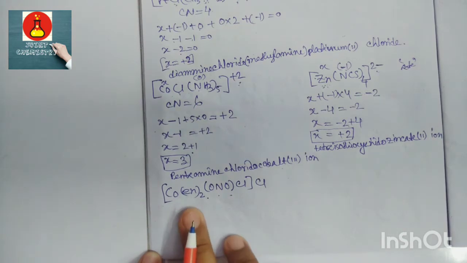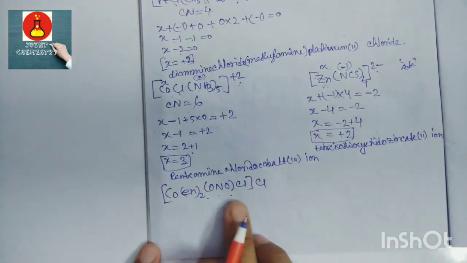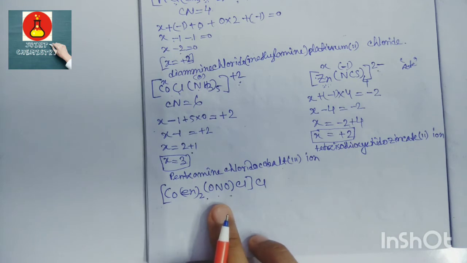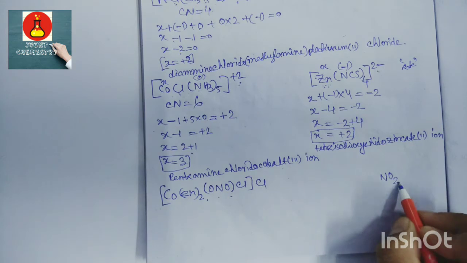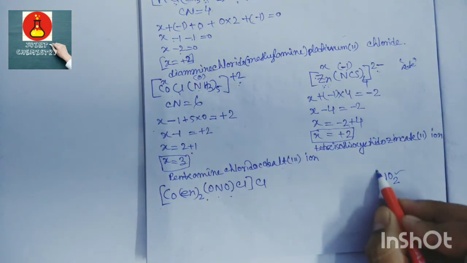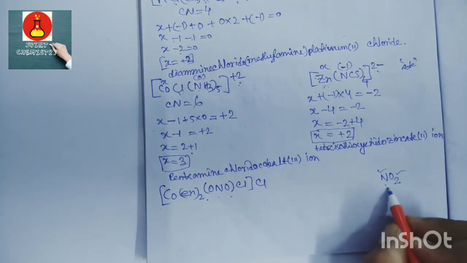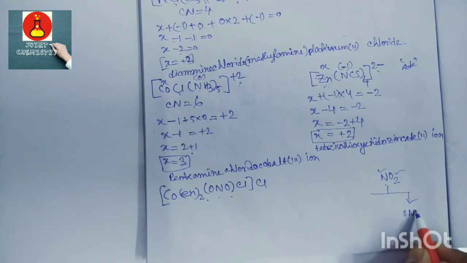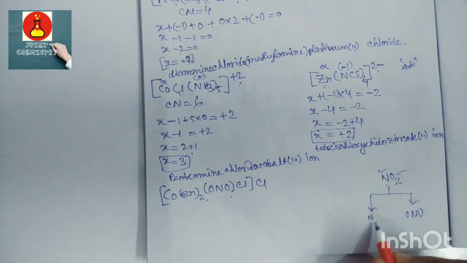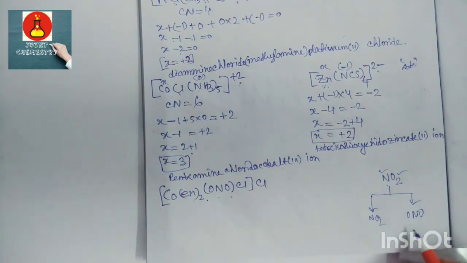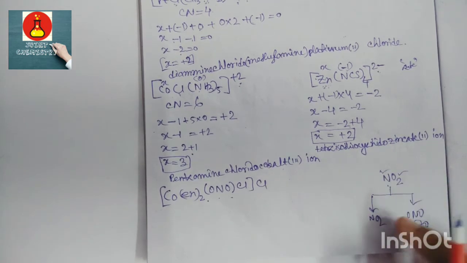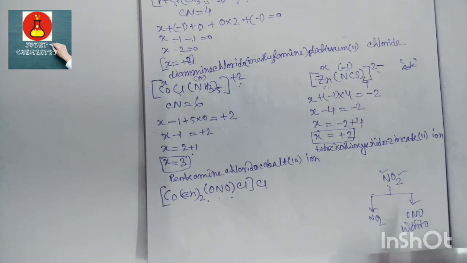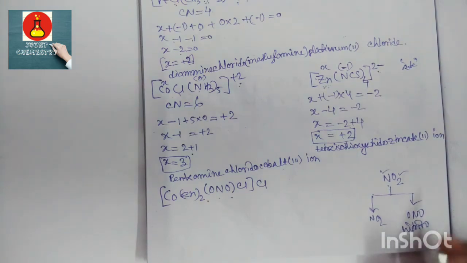There are 2 ethylene diamine, and there is an ONO. Ambident ligand, NO2, right? So the NO2 can donate from the oxygen side, and also from the nitrogen side. When it is donated from the oxygen side, it is denoted as ONO. When it is donated from the nitrogen side, it is denoted as a normal NO2. So now it is ONO. I already told you all of this in the first video of this chapter. If you have not watched that video, please go and watch that video.